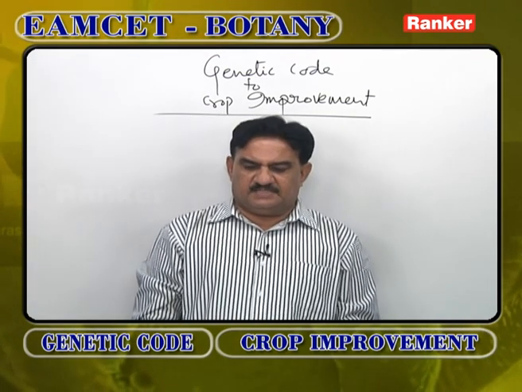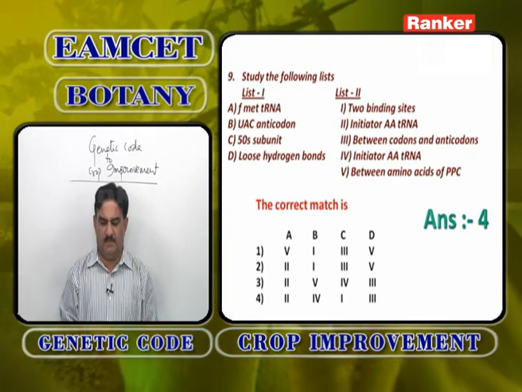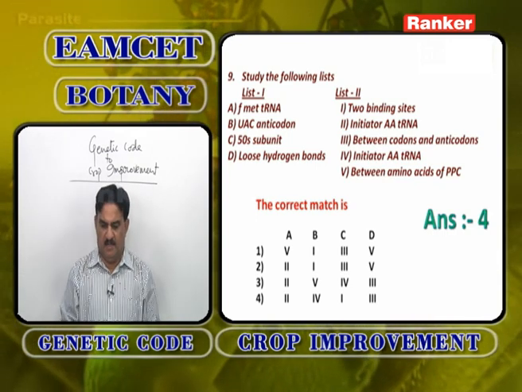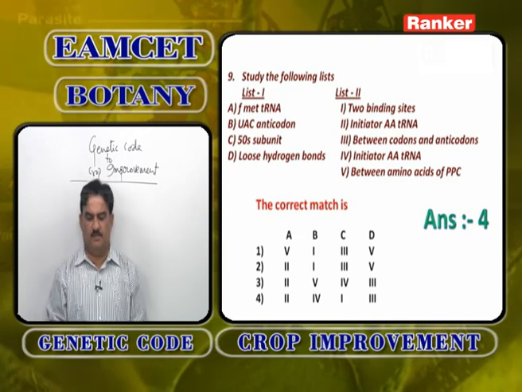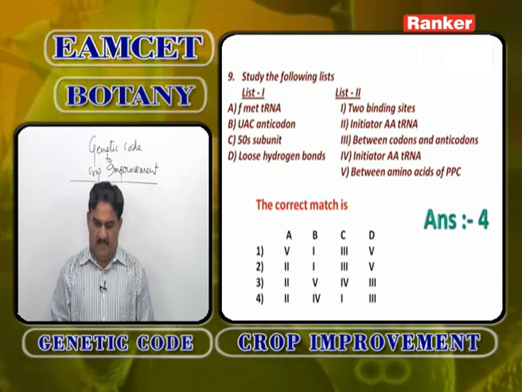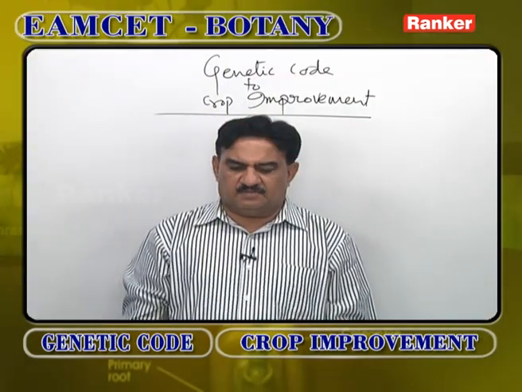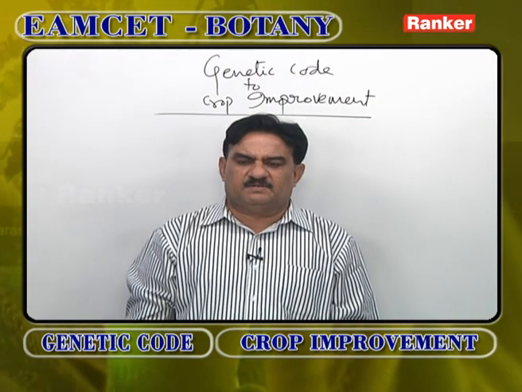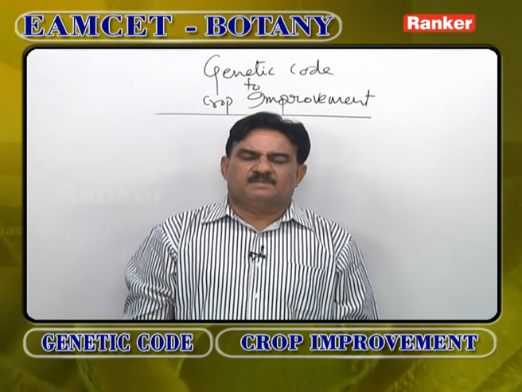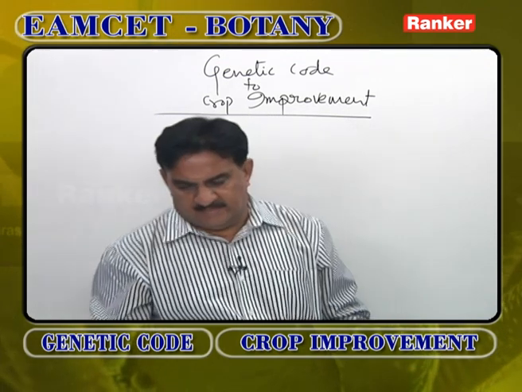Then B4, UAC anticodons, forming bonds between amino acids of the polypeptide chain. 50S subunit has two binding sites; 30S and 50S are connected by magnesium ion. Loose hydrogen bonds are always formed between codons and anticodons. After the formation of hydrogen bonds, only then is the initiator complex formed. Then the larger subunit attaches, with two sites, the A site and the P site. Protein synthesis takes place. So, the fourth option.